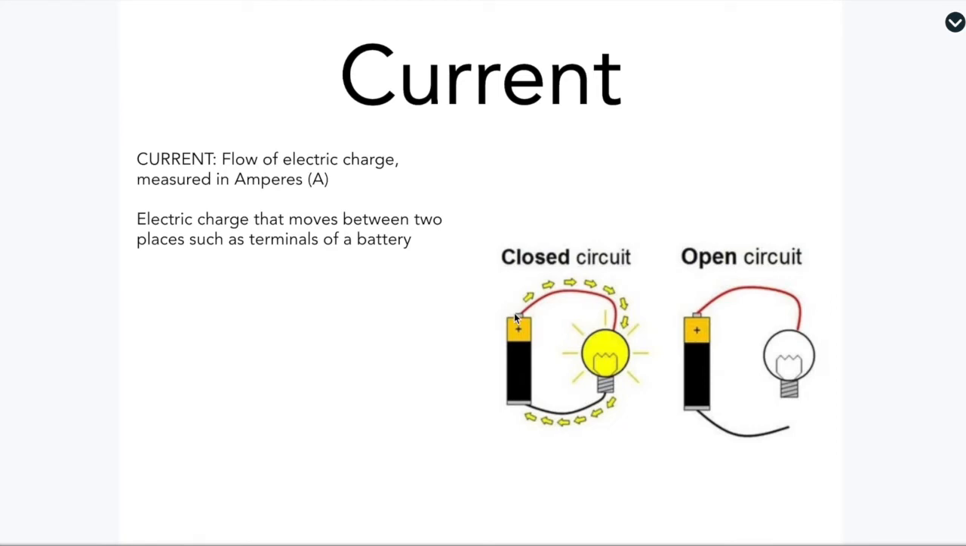This is because the wires connected the two terminals of the battery, and electrons were able to flow, thus creating current. When you disrupted the circuit and created an open circuit, the electrons were no longer able to flow, and therefore there was no current.